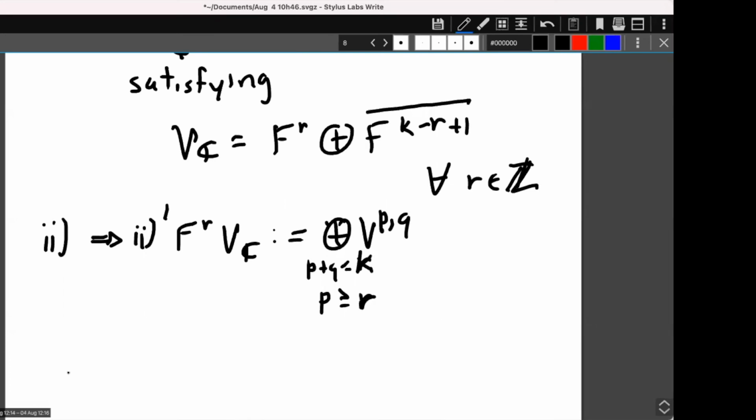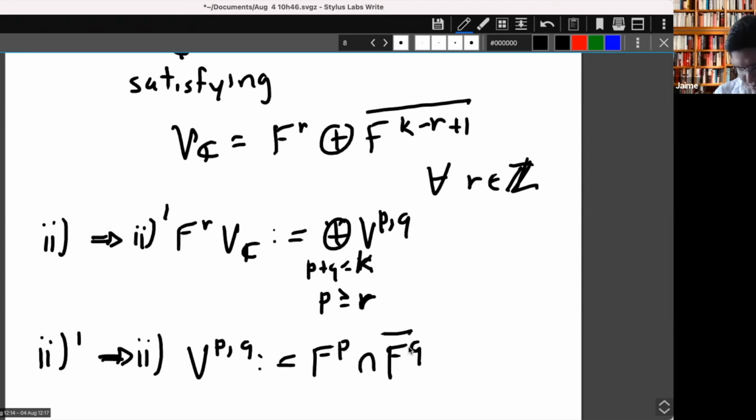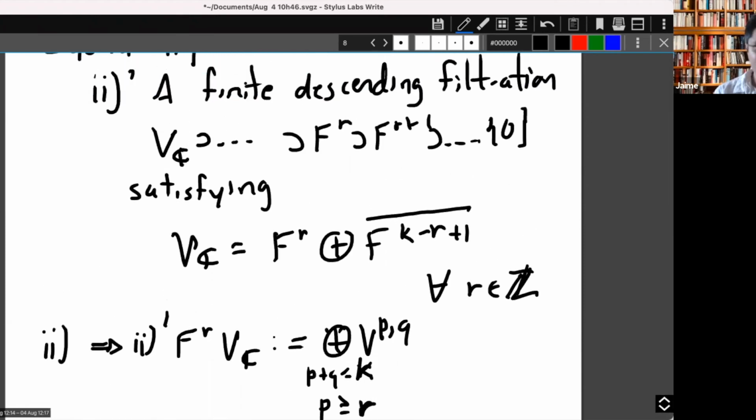And then the other way around, it is also easy. You want to go from the second definition to the original one. Well, it doesn't matter which one you take. You can define BPQ as FP intersection with FQ bar, right? So yeah, they are both indeed equivalent. Now you can say, why do you introduce filtrations when we already have the Hodge decomposition? I mean, now that you know the Hodge decomposition, now you are rightfully thinking on your example, right?